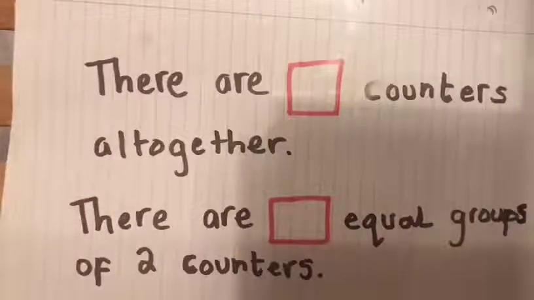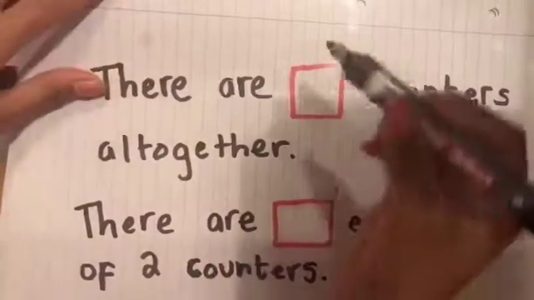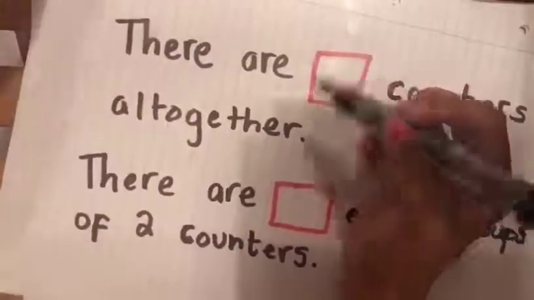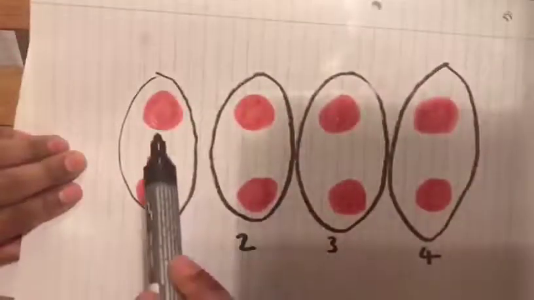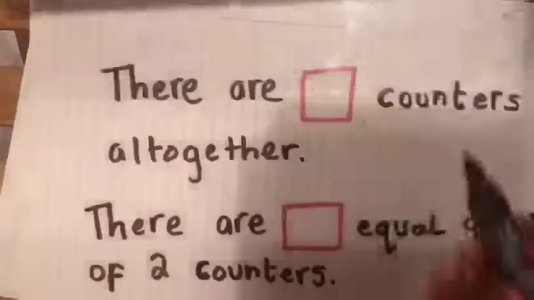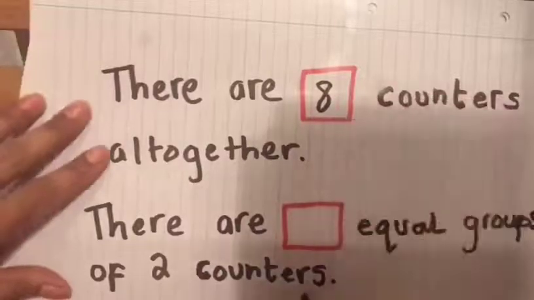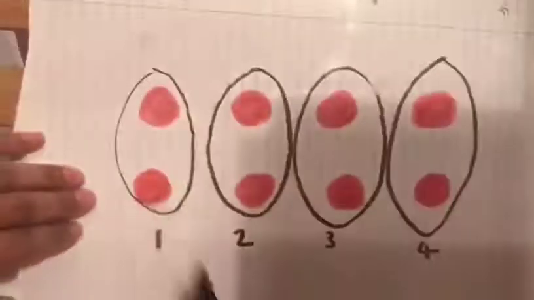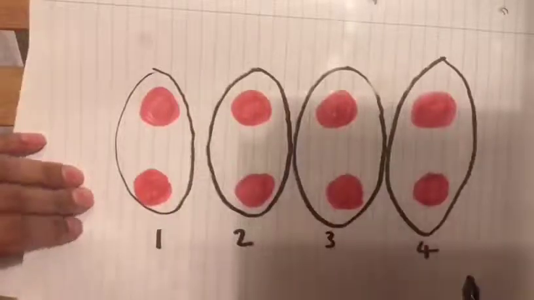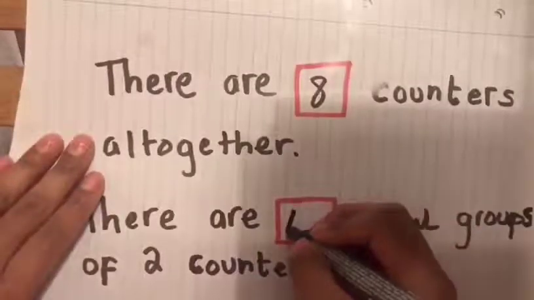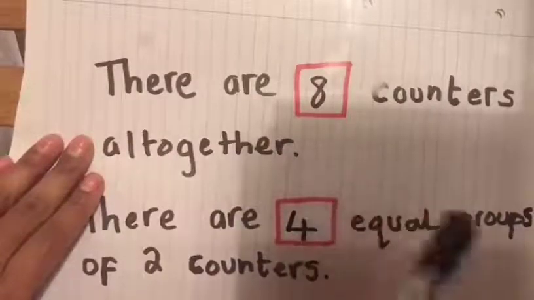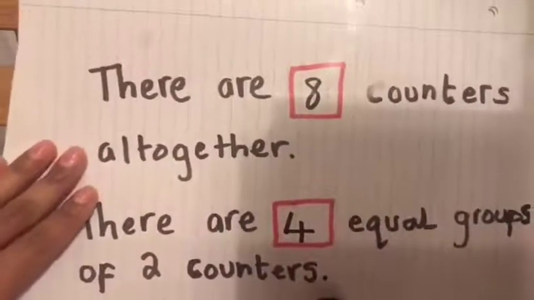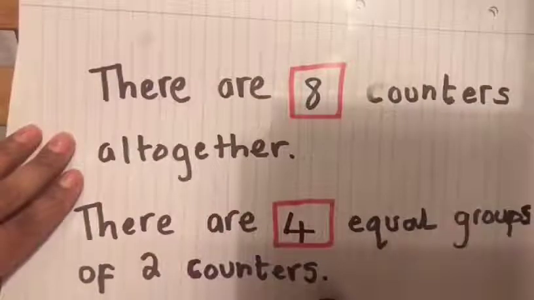So, you should have found that we had 2, 4, 6, 8 counters altogether, and there to be 1, 2, 3, 4 equal groups of 2, because we have 2 in each of these 4 groups. So 4 equal groups of 2 counters. And that's how we answer question 2.